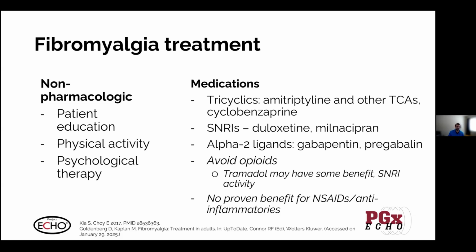But between the tricyclics, SNRIs, and gabapentin and pregabalin, those are really the most common medicines. Some other atypical or less commonly used meds, such as low-dose naltrexone or some anti-epileptics, might also be considered.